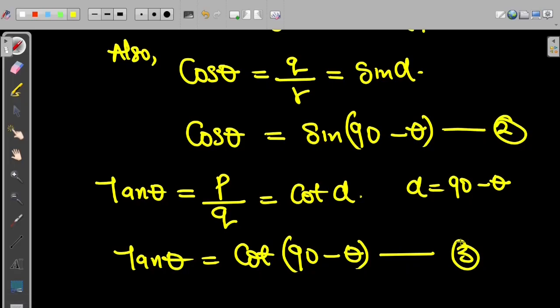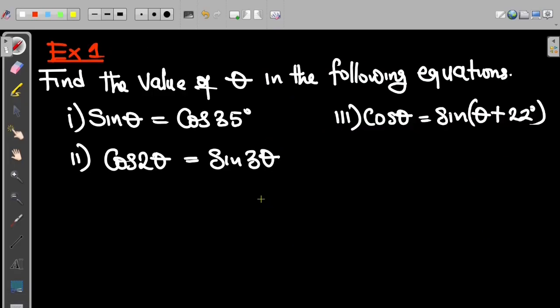Let's take up an example. So, we have example 1. Find the value of theta in the following equations. One, sine theta is equal to cos 35 degrees. Two, cos 2 theta is equal to sine 3 theta. And three, cos theta is equal to sine of theta plus 22 degrees.